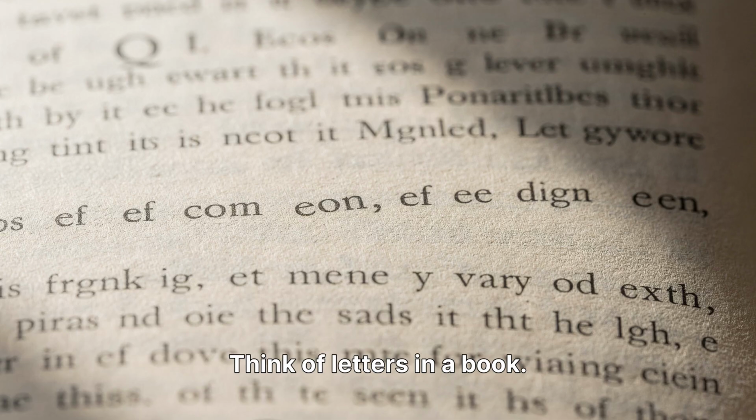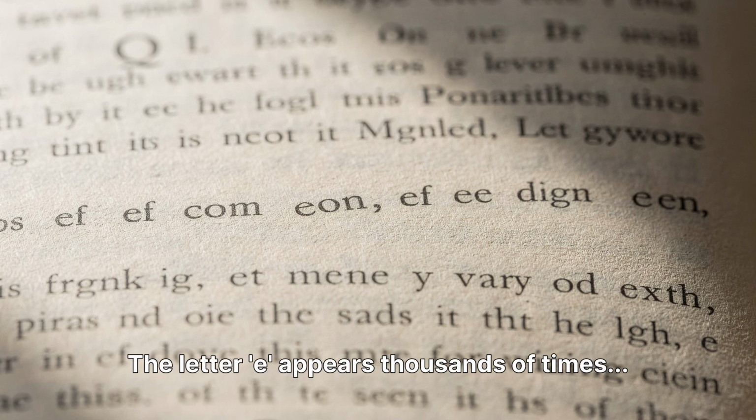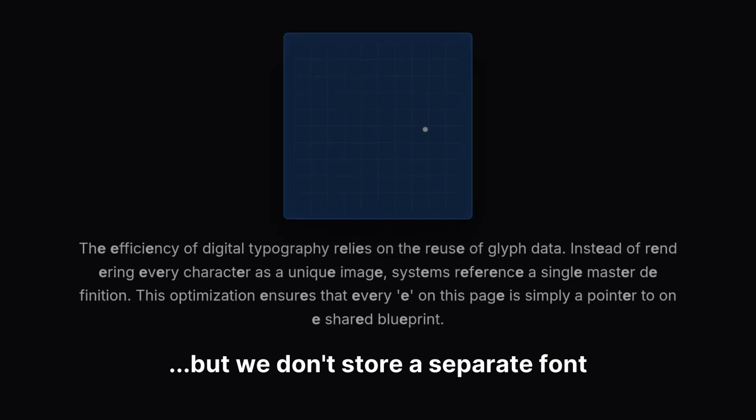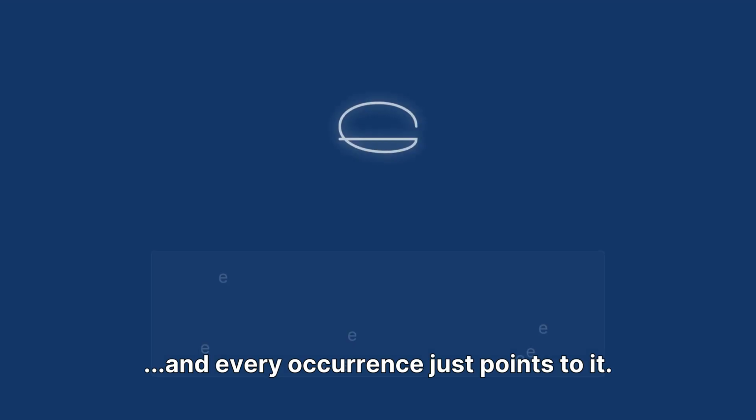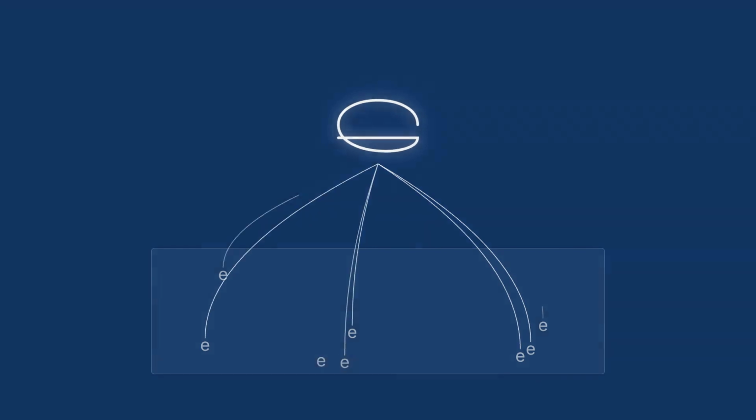Think of letters in a book. The letter E appears thousands of times. But we don't store a separate font image for each occurrence. We store one image for E, and every occurrence just points to it. That's the flyweight. Let's build this.